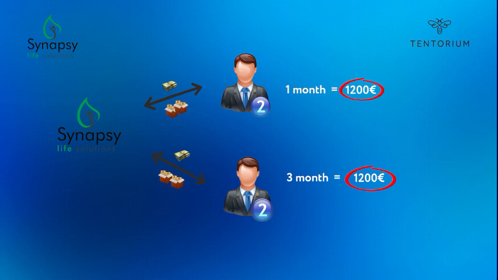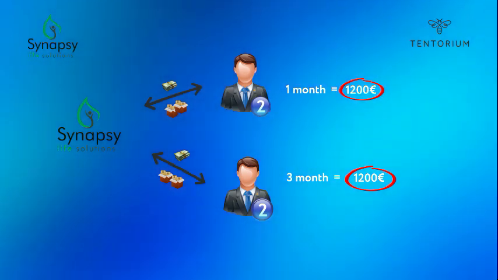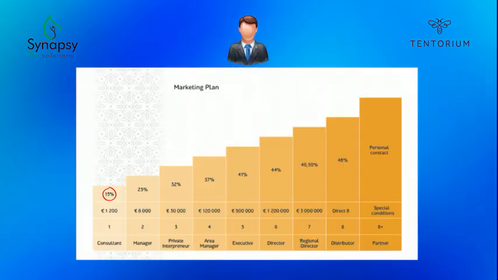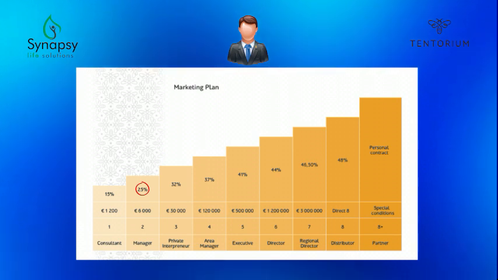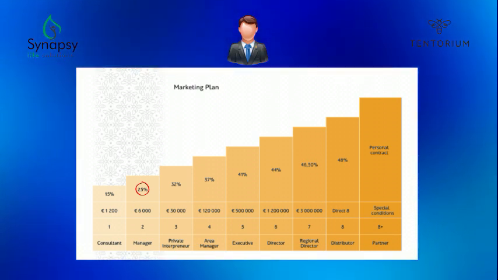To emphasize once again, accumulated personal sales volume must be €1,200, and it doesn't matter if there were any breaks in your career or if it was achieved for 1 month or for 2 years. Sooner or later, a distributor will move to the second level. Once this is achieved, his tariff becomes equal to 25%.